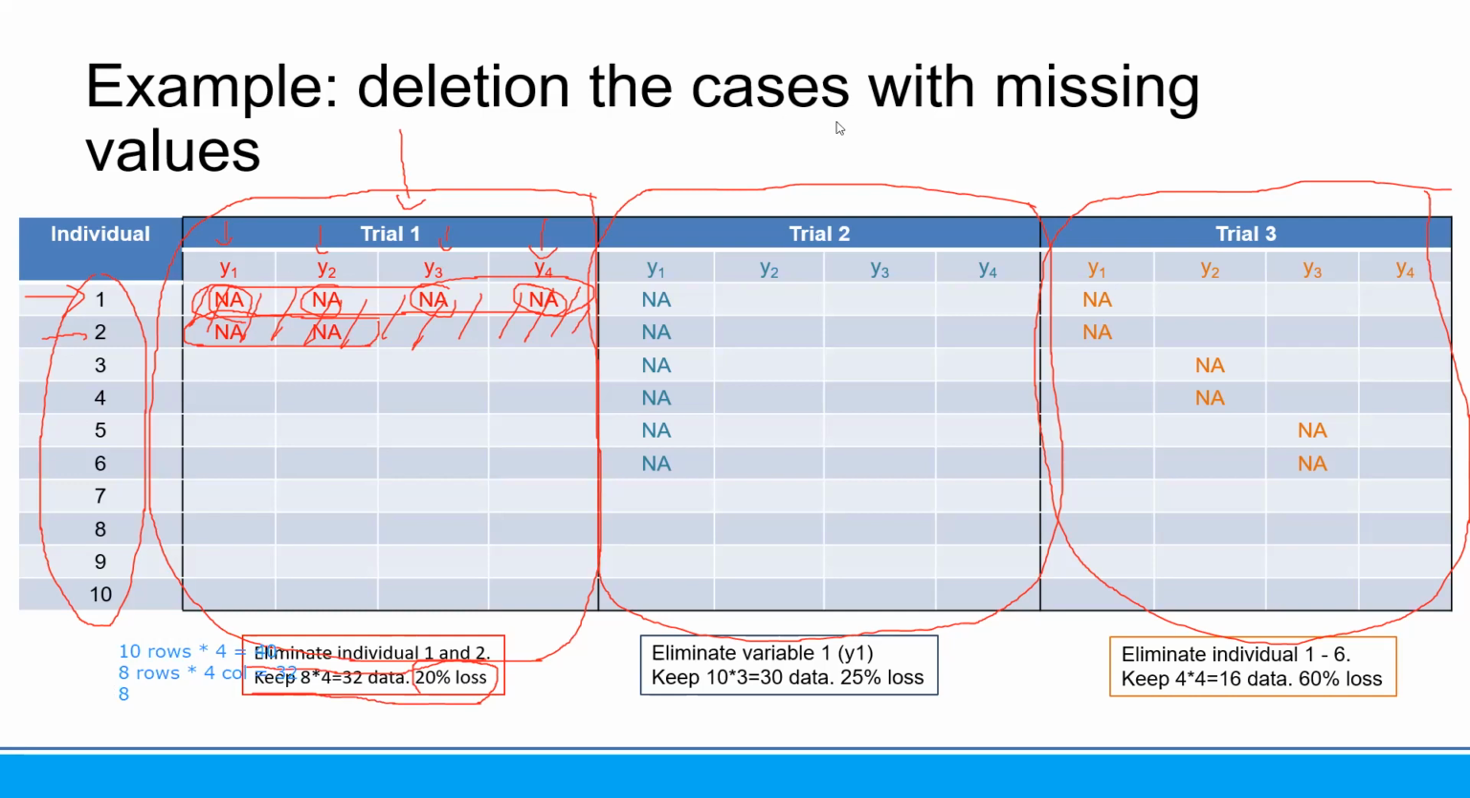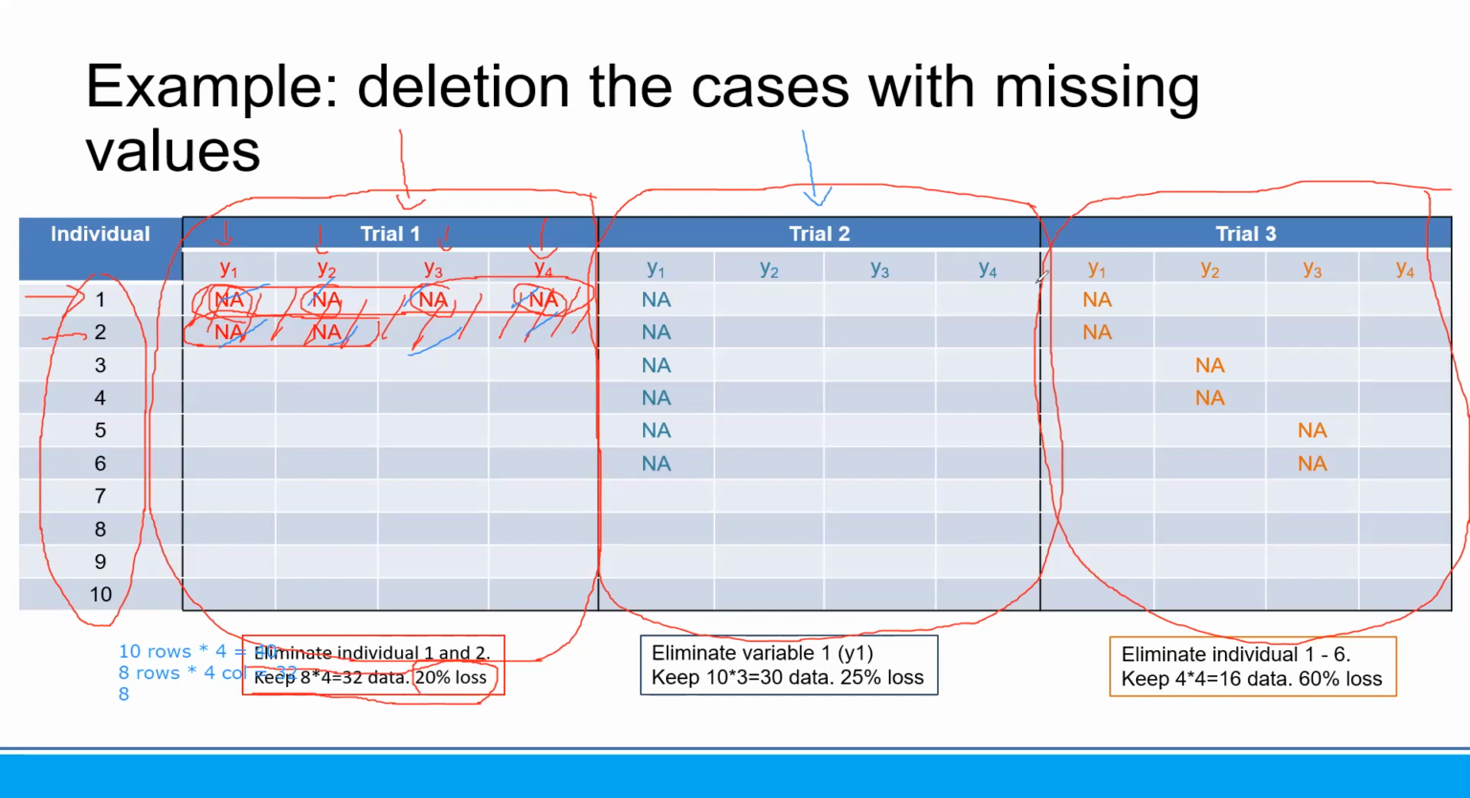Yeah, we have 1, 2, 3, 4, 5, 6, 7, 8. So we have 8 data deleted. So 8 among 40 is 20%. Okay. So if we ignore the 8 data, we have 20% loss. What about in trial number 2?